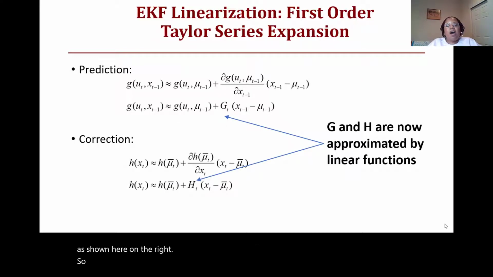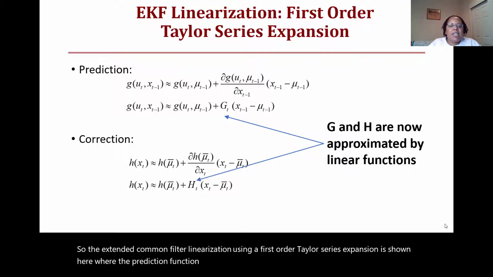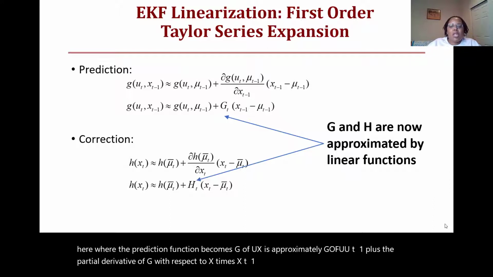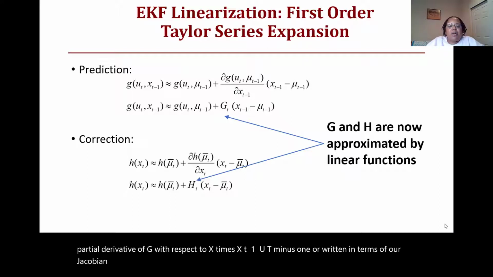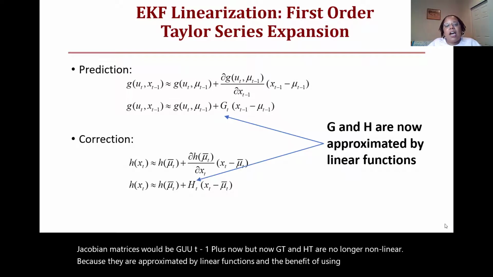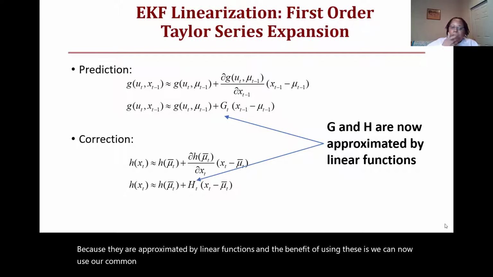So the extended Kalman filter linearization using a first order Taylor series expansion is shown here, where the prediction function becomes g of u, x is approximately g of u_{t-1} plus the partial derivative of g with respect to x times x_{t-1} minus u_{t-1}, or written in terms of our Jacobian matrices, it would be G_t (x_{t-1} minus u_{t-1}). Now g_t and h_t are no longer nonlinear because they are approximated by linear functions, and the benefit of using these is we can now use our Kalman filter because we now have a linear approximation of the prediction and the correction model.